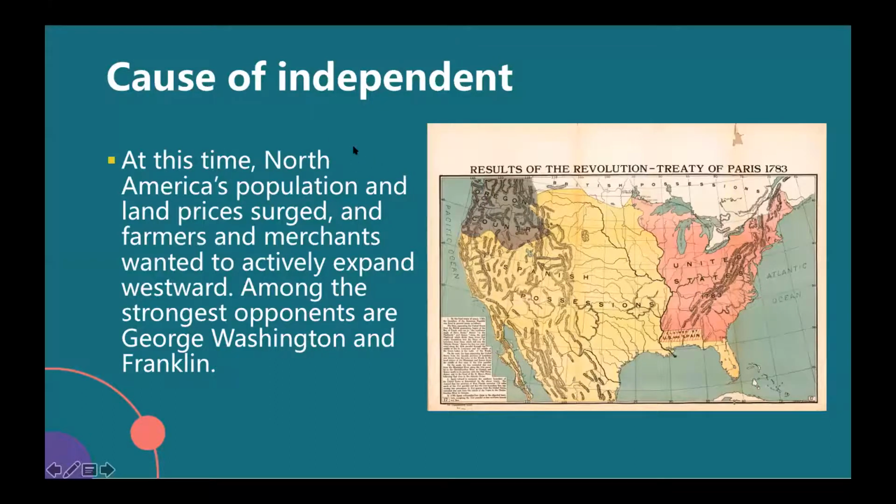But in that time, the American population actually very much wanted to expand to the west. So they opposed George III. And the strongest opponents, as we can see, were George Washington and Franklin. As we know, George Washington is the first president of the United States.